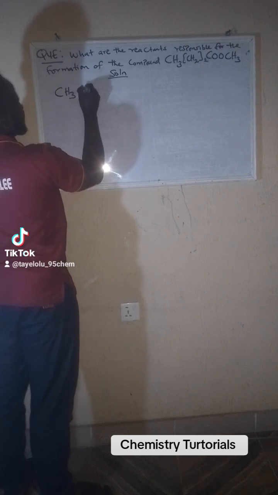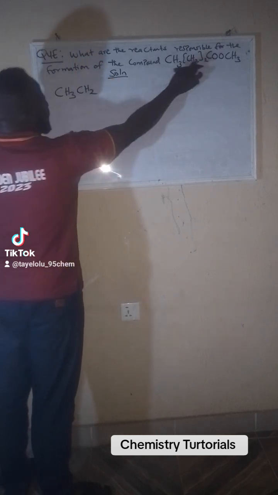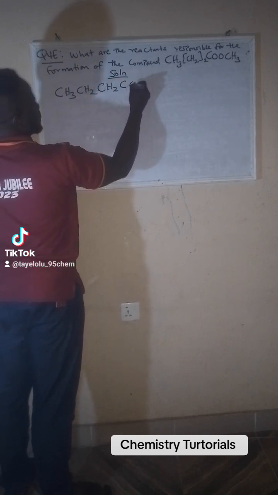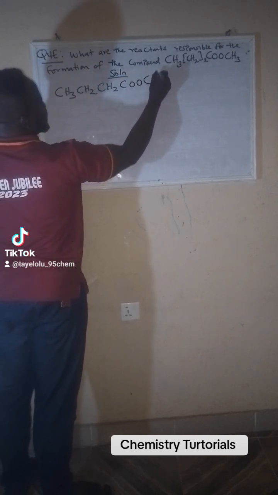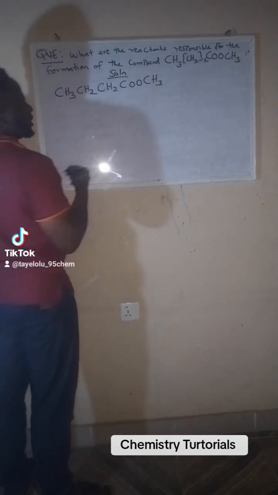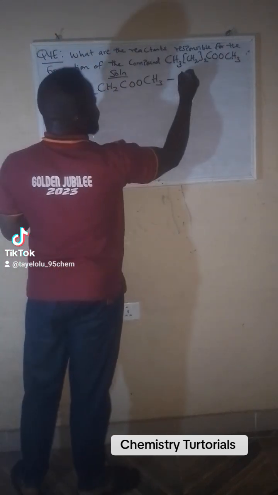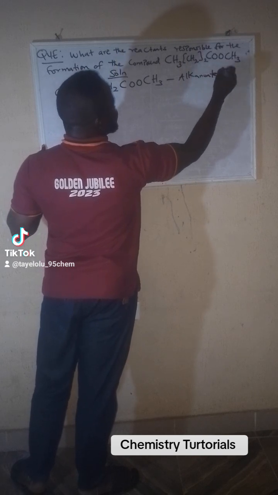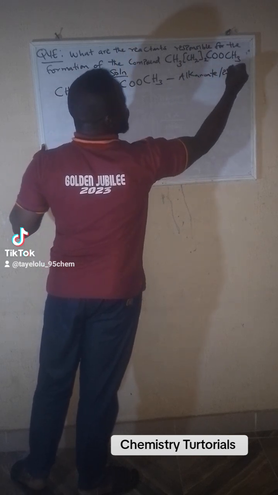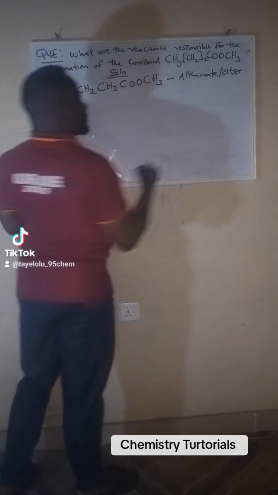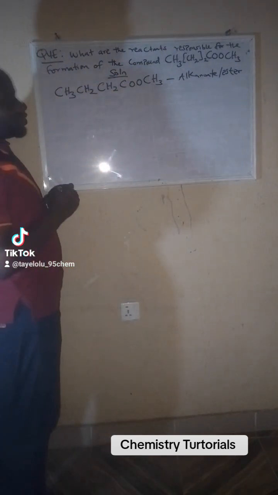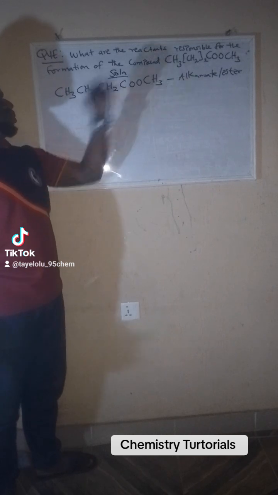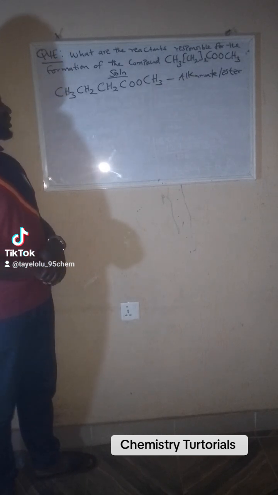CH3, CH2, no, you have two of it here, CH2, COO, CH3. Now this is an alkanoate, otherwise known as esters. So this particular compound belongs to the alkanoate homologous series or the ester homologous series.